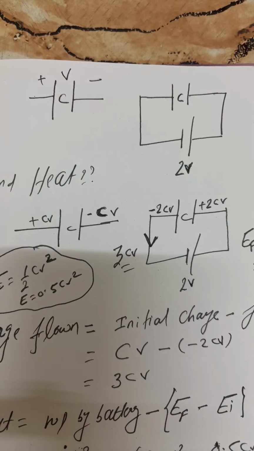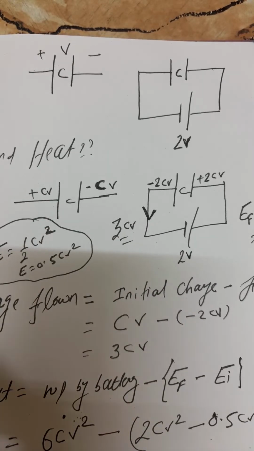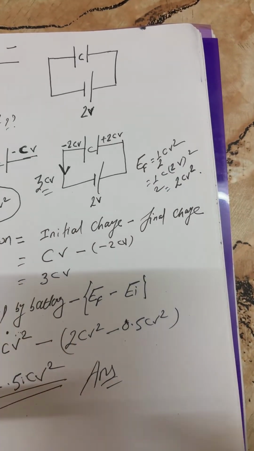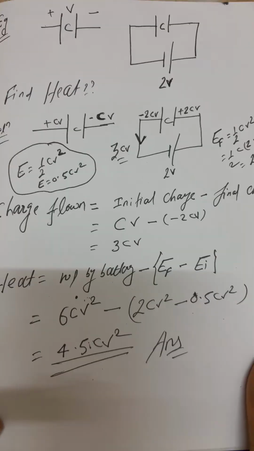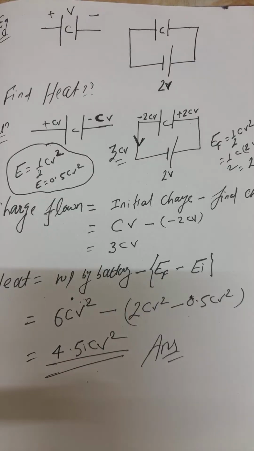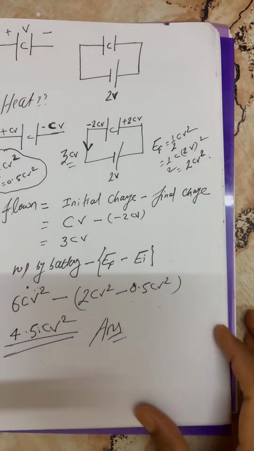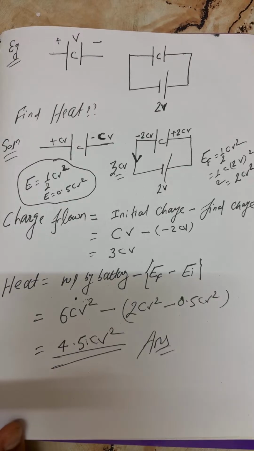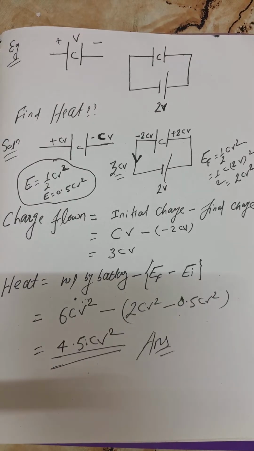Here for capacitor, my kids. So in today's class, students, I'll continue. Same thing, kids. What is the last question here? That is heat. Heat is nothing but work done by battery minus energy final minus energy initial. Yesterday we already did these questions. Further, in today's class, I'll discuss more problems based on this.